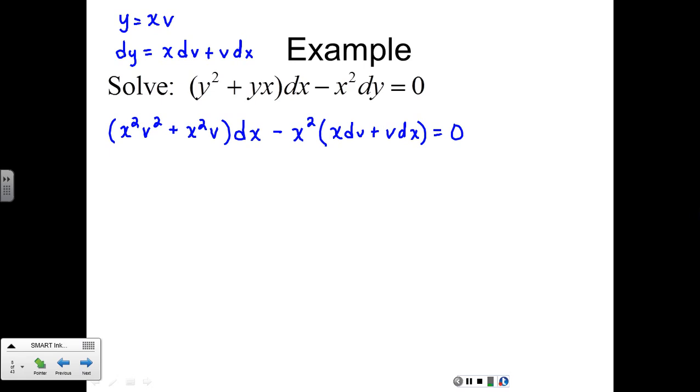And I want to separate my dx's and my dv's with all the terms. We'll put all that together, okay? On this part right here, we're going to distribute this dx. So I've got x squared v squared dx plus x squared v dx. On this one, we're going to distribute this minus x squared times that stuff, so that'll be minus x cubed dv minus x squared v dx equal to 0.